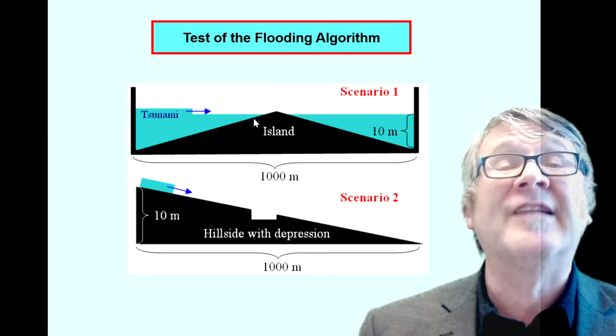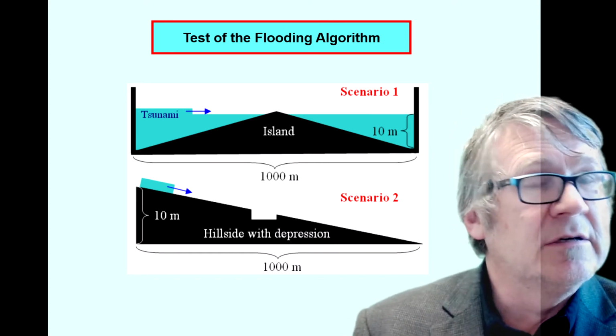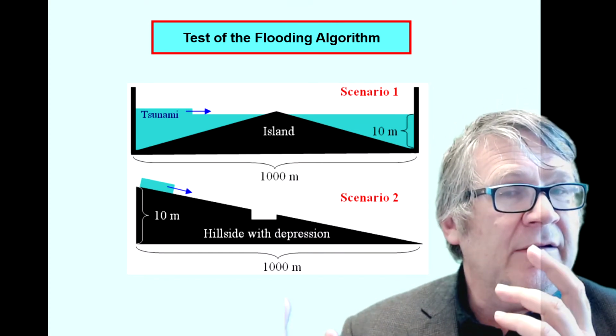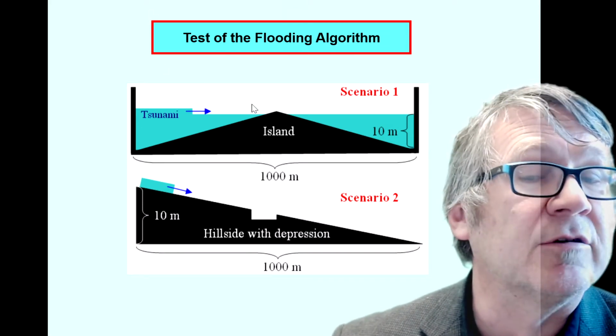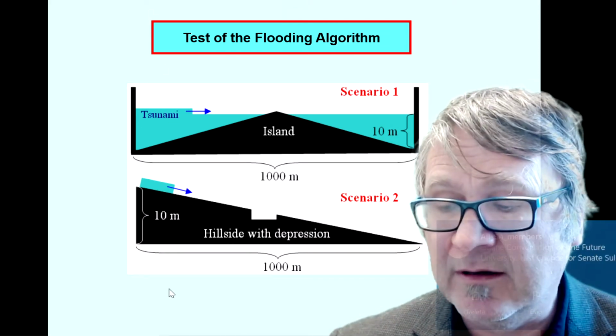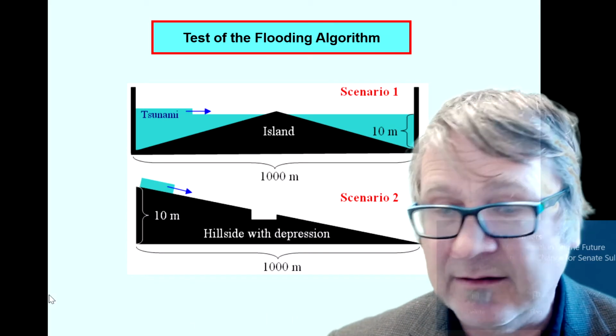But if I use the flooding algorithm, and it's your choice, okay? If you use a flooding algorithm, what you want to see is that the tsunami actually makes it over the island.